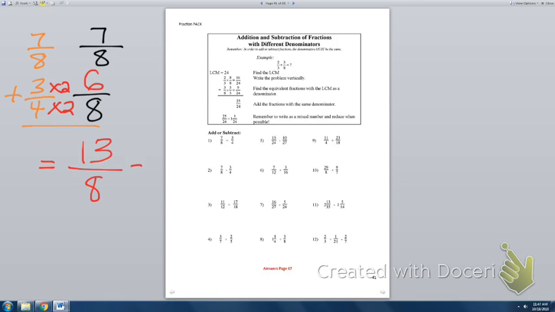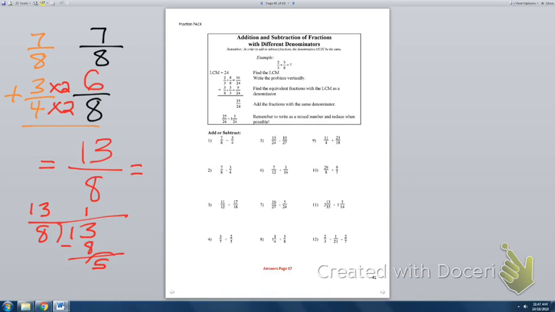And again, that is improper. The numerator is larger than the denominator. So you can either ask yourself, 8 goes into 13 how many times? Or, remember, fractions are just undivided division. So make a fraction house. 8 goes into 13 how many times without going over? Well, 8 times 2 would be 16, and that's too much. So I'm only going to take 1 out of there. 1 times 8 is 8, and 8 from 13 is 5.